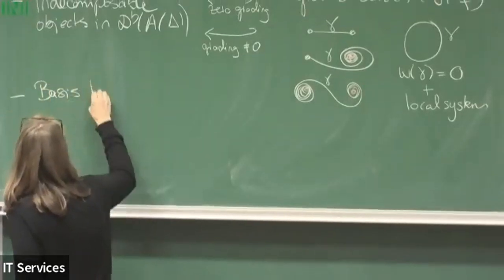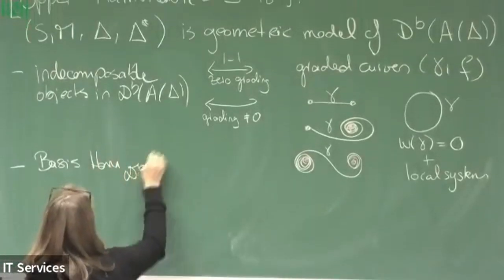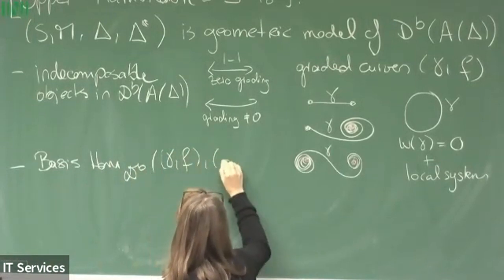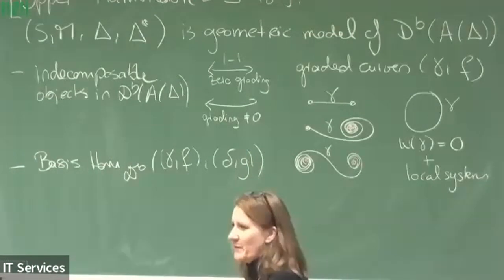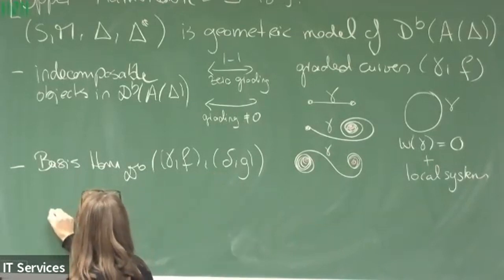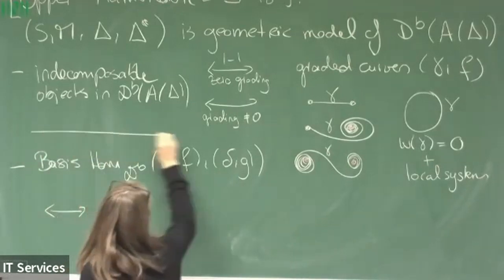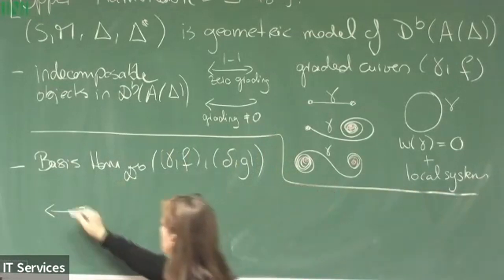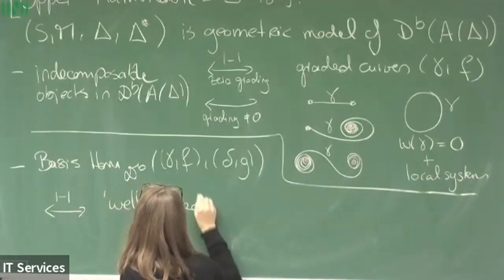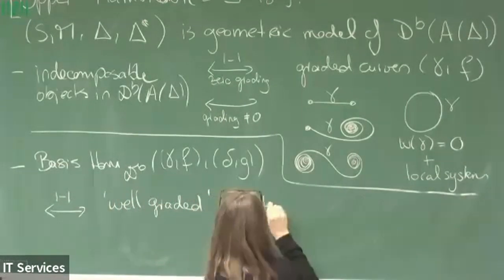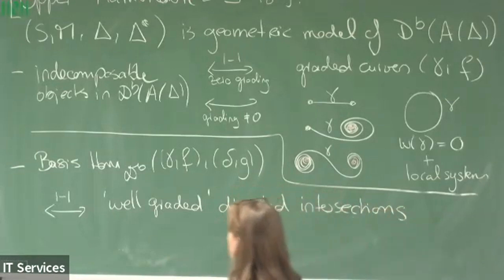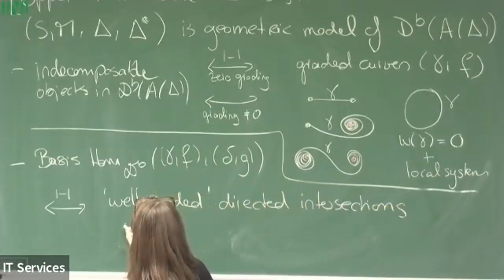And then we have a basis of the homomorphism space between two indecomposable objects which correspond to curves. By slight abuse of notation, I will just write these indecomposable objects in this way. And this is in bijection, maybe I should put it like this, with well-graded directed intersections of the two curves gamma and delta. And how does that go?